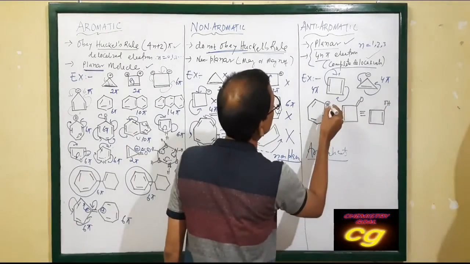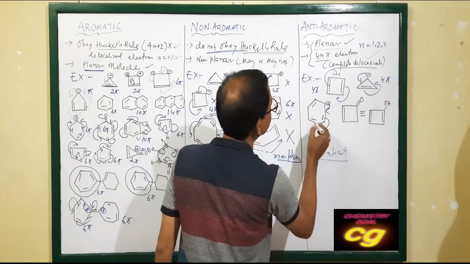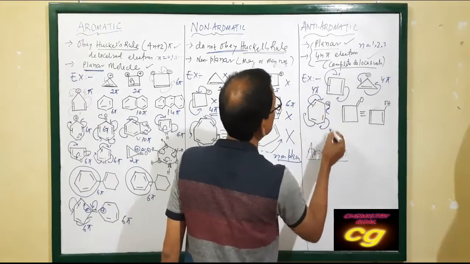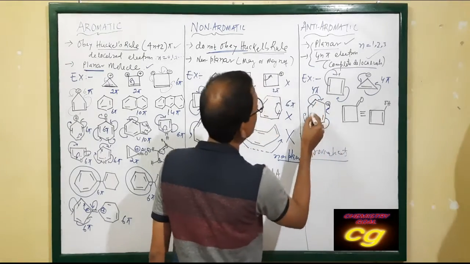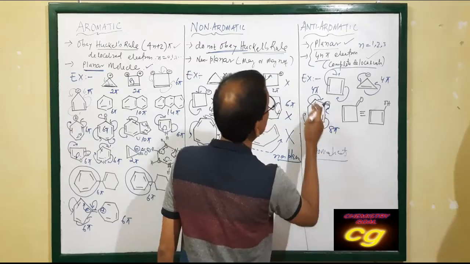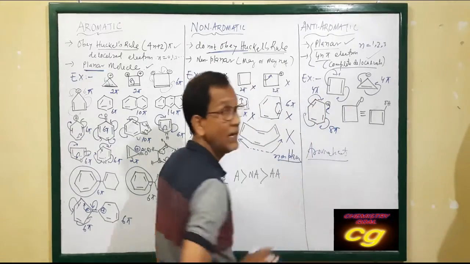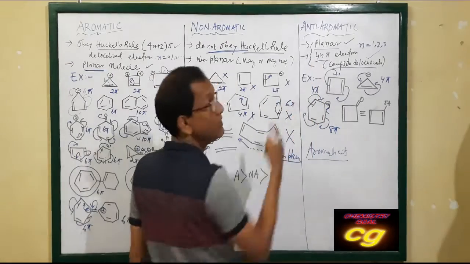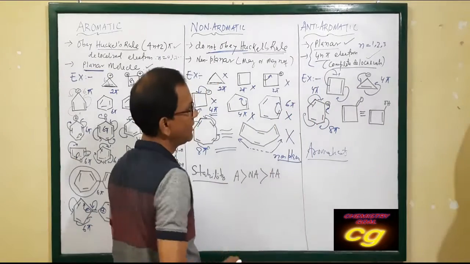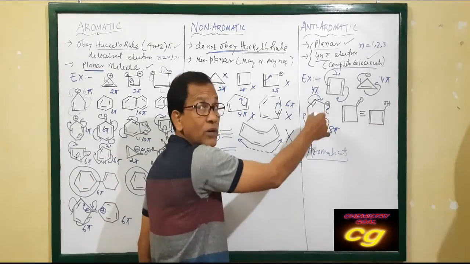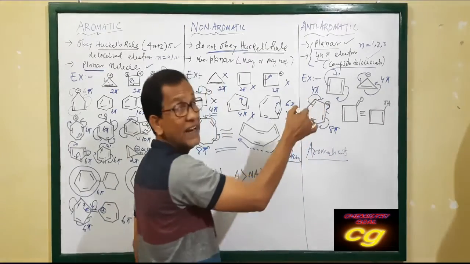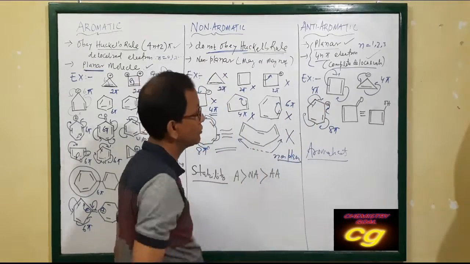And this is also, you see, complete delocalization. So how much is it? 2 pi, that is 8 pi: 2 plus 2 plus 6 to 8, 8 pi. That is 4n with n equal 2, 4 into 2, 8 pi. But it is completely delocalized with 8 pi, not satisfying Huckel's rule.